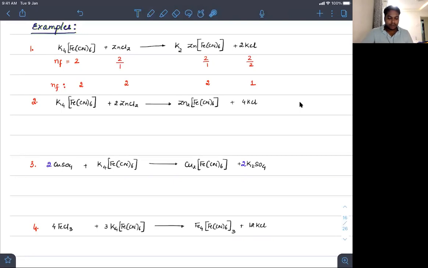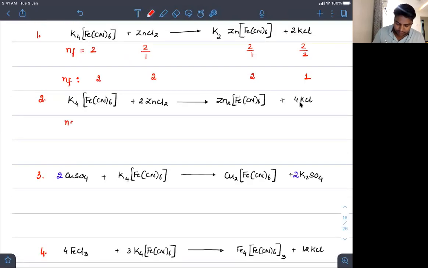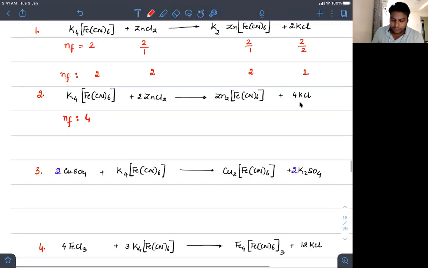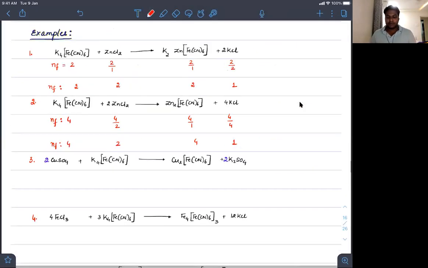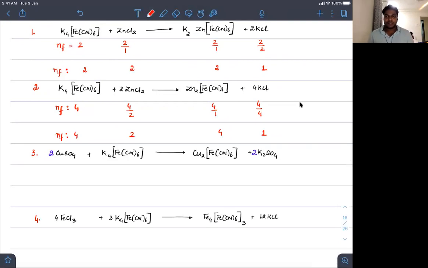Let me show you again. There are 4 potassiums here, beta. All 4 are replaced by zinc, which means what should be its n factor? 4. So n factor for this case is 4. So if right, Arati, 4, and here we have 2, which means I'll divide 4 by 2 here, 4 by 1 here, 4 by 4 here. So the n factor for all of them, if you see, is 4, 2, 4, 1. So these are the n factors of all of the molecules, both reactants and products.